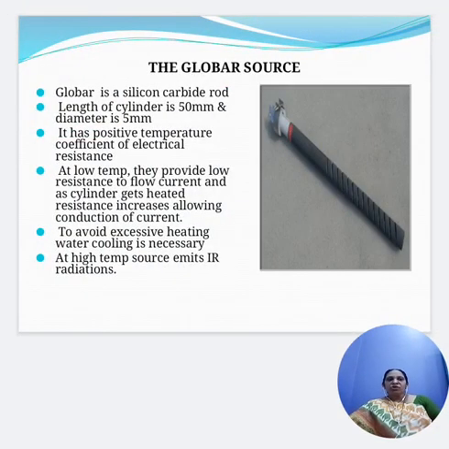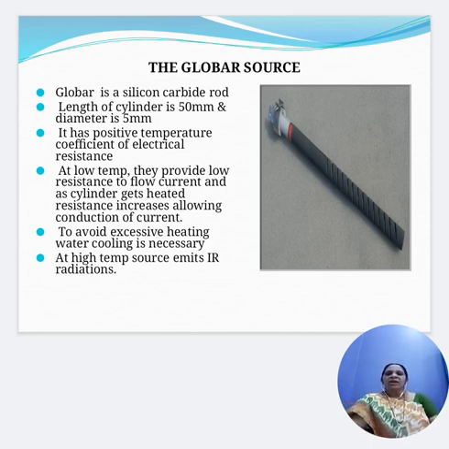The next one is your Globar source. A Globar source is a silicon carbide rod. Its length is about 50 mm and its diameter is 5 mm. It has a positive temperature coefficient of electrical resistance, and at low temperature it provides low resistance to current flow. As the cylinder gets heated, resistance increases, allowing conduction of the current. To avoid excessive heating, water cooling is necessary. At high temperature the source emits IR radiation.